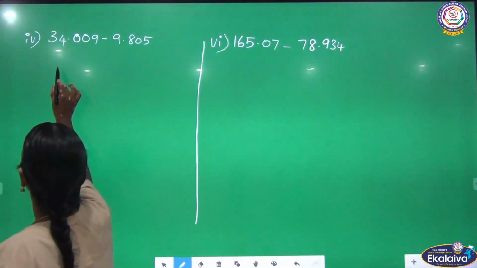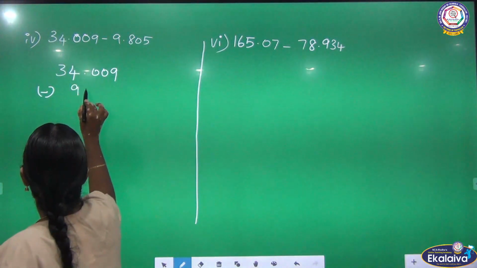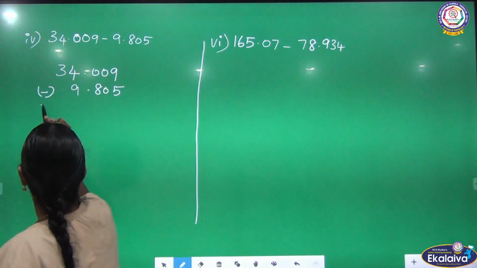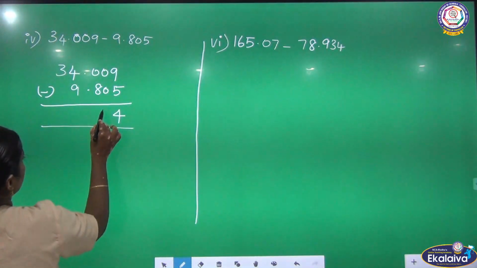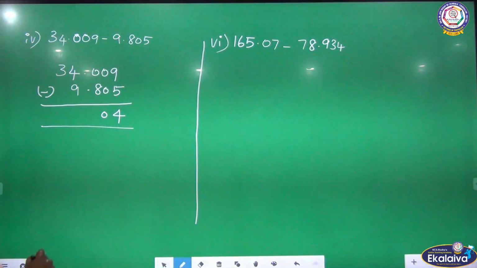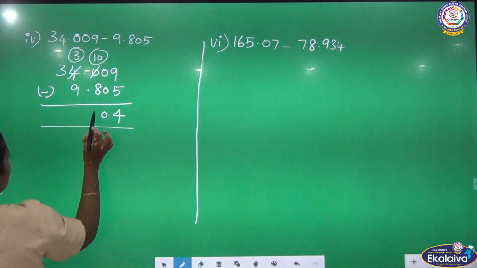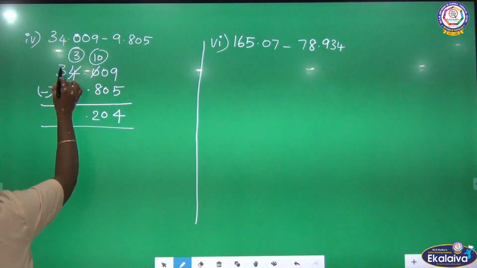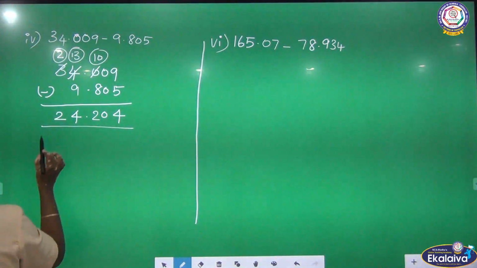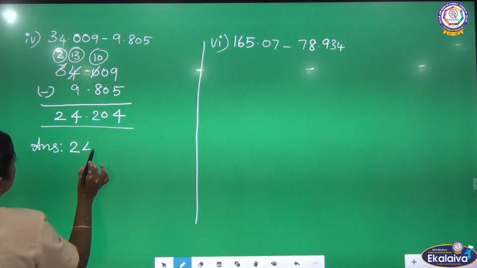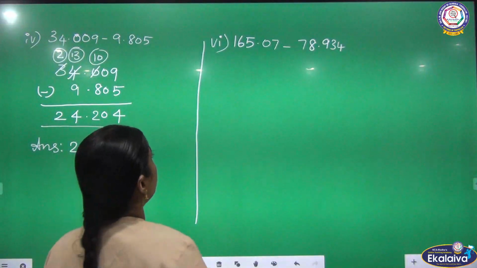Listen, first you arrange the numbers. Minus 9.805. Now subtract this. 9 minus 5 is 4. 0 minus 0 is 0. Here, children, 0 minus 8 I cannot subtract. So borrow, then this becomes 3 and this becomes 10. 10 minus 8 is 2. 3 minus 9, again borrow from 3. So it becomes 13. 13 minus 9 is 4, and drag that 2 down. So my answer is 24.204. Is it clear?